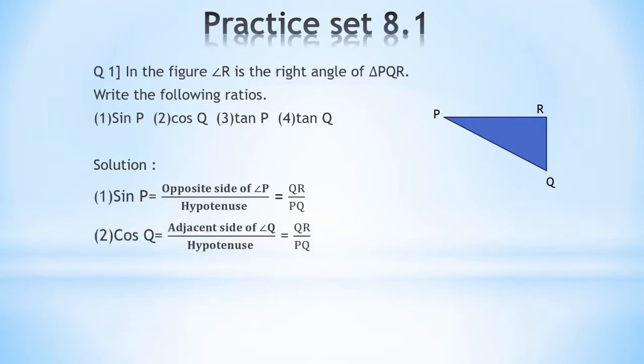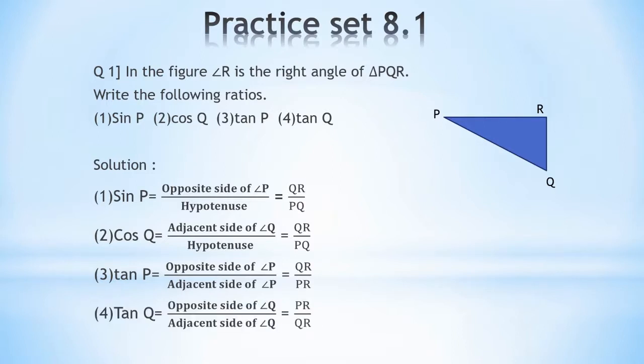Second, cos Q. The formula for cos ratio is adjacent side upon hypotenuse side. So cos Q is adjacent side of angle Q upon hypotenuse side, which is QR upon PQ. So cos Q is QR upon PQ. Third, tan P. The ratio for tan is opposite side upon adjacent side. So tan P is opposite side of angle P upon adjacent side of angle P, which is equal to QR upon PR. So tan P is QR upon PR.